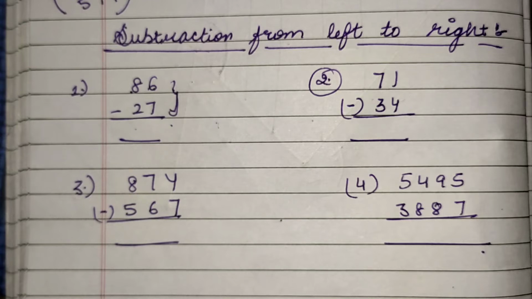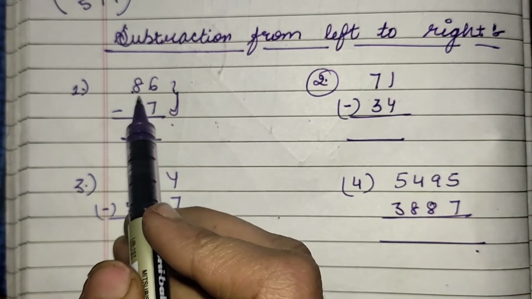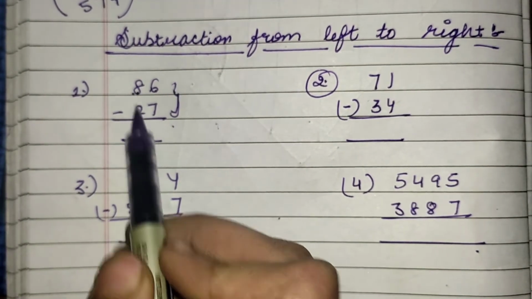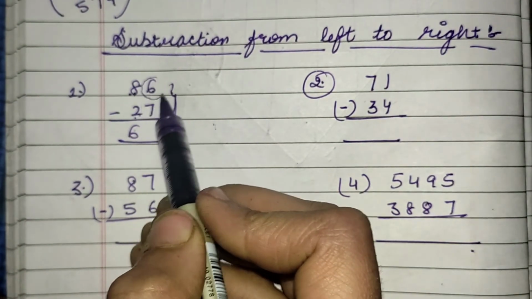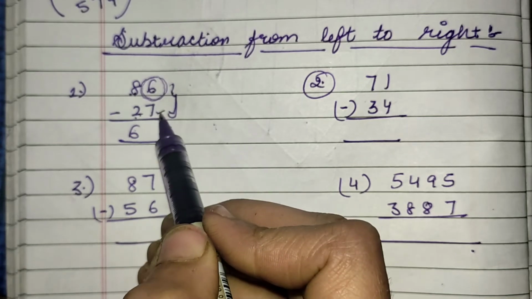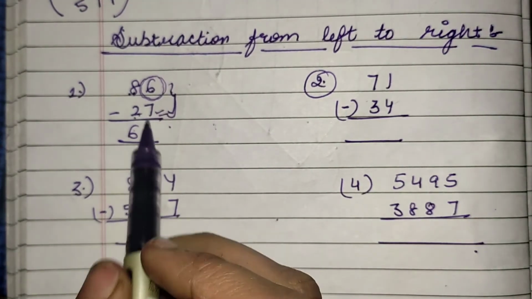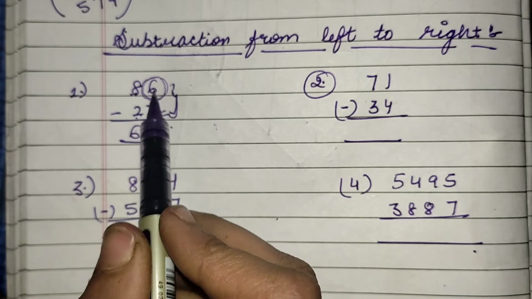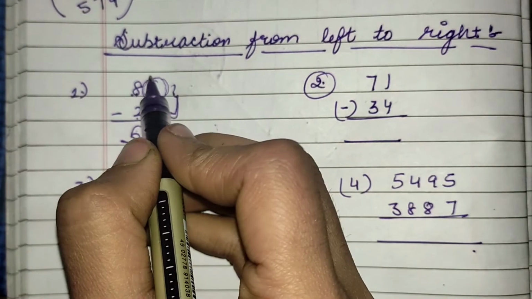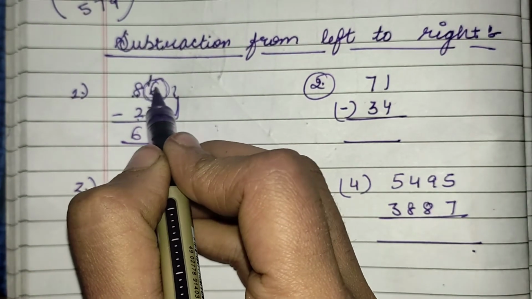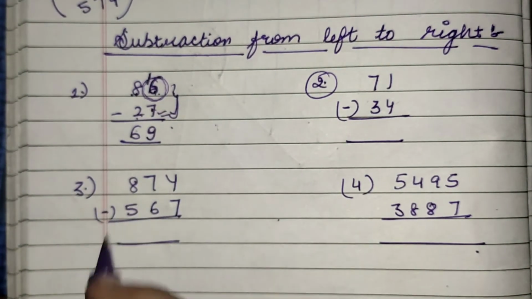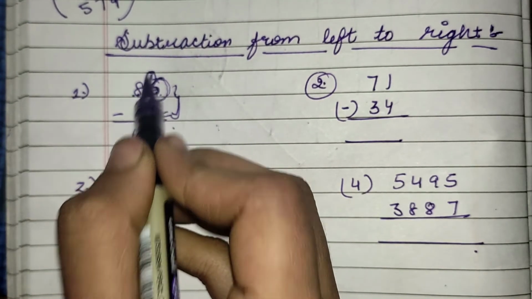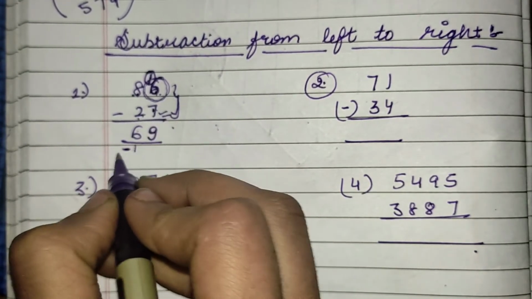Right, so let's start solving the very first and simple example. For left to right, you have to subtract 8 minus 2, which will give you 6. Now see, this number is smaller and this number is bigger. So when you subtract 6 minus 7, you cannot do the subtraction, so you have to make your number 16 instead of 6. So 16 minus 7 will give you 9, and you have to subtract 1 from here.